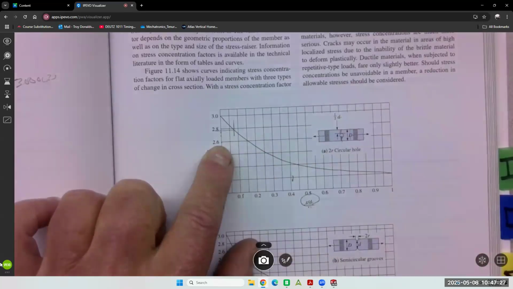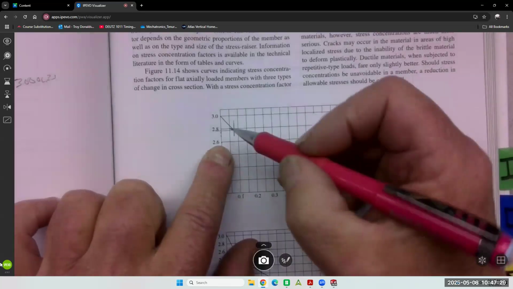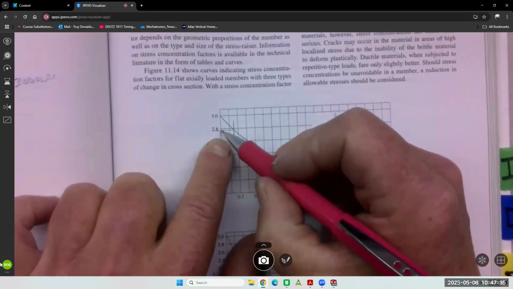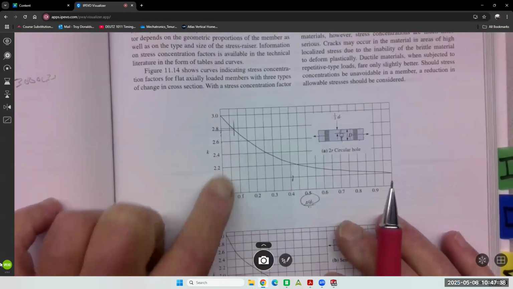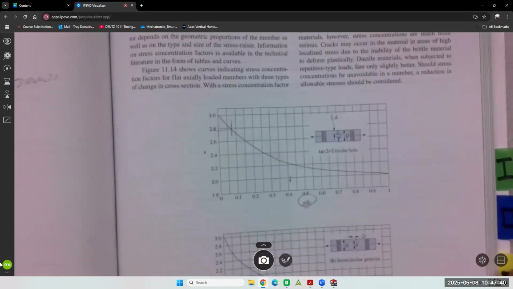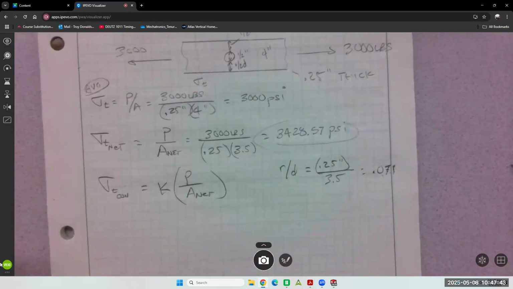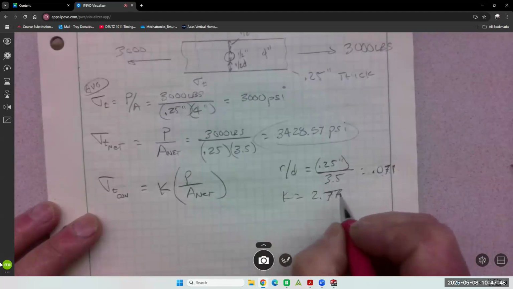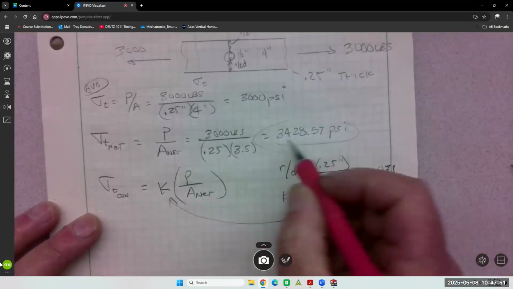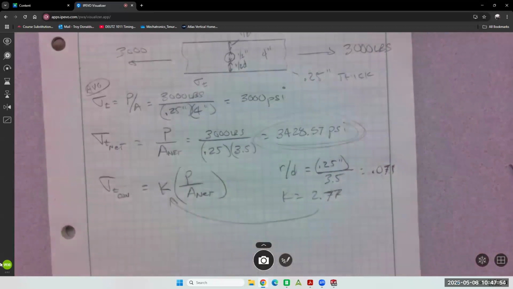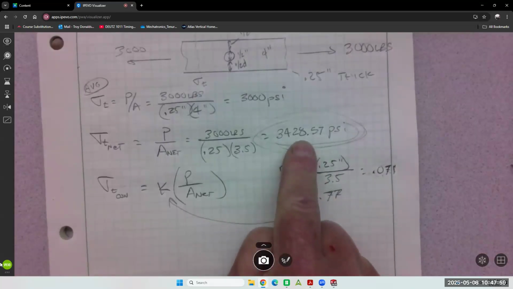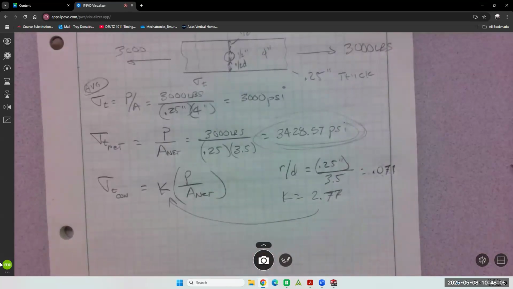Yeah, again, it's a graph, right? So I say it's 2.7. This would be 7.5. I say 7.7. Good. But again, it's a graph. We're not all going to get the same. 2.77 for the K factor, and that's unitless. And it's basically a multiplier to this. It's a big multiplier. It's doubling your net area stress, right? Yeah, it's a lot. So 34.28.